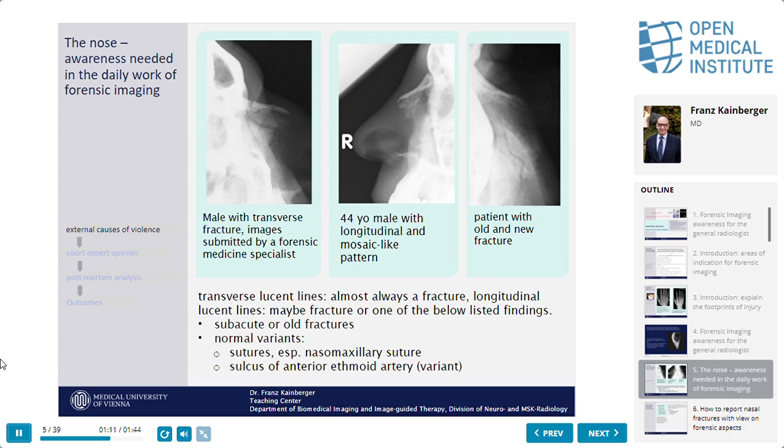We need to tell, is it fresh or is it old? Or is it both? May also be both. Yeah? And the next topic is that if we have a transverse line, then it's definitely a fracture. If we have longitudinal lines, then it could also be due to a suture or a sulcus of an artery. Yeah? So this is something that we have to keep in mind. And then we may have complex situations with fresh and old fractures. Yeah? So this is something we need to mention.